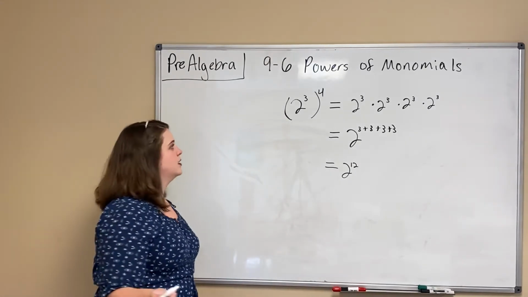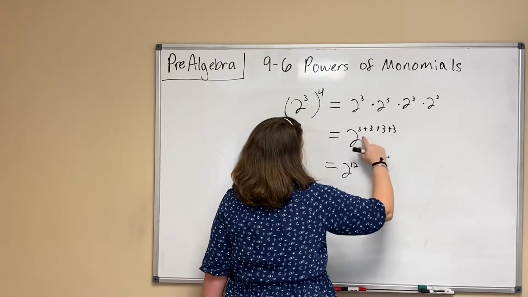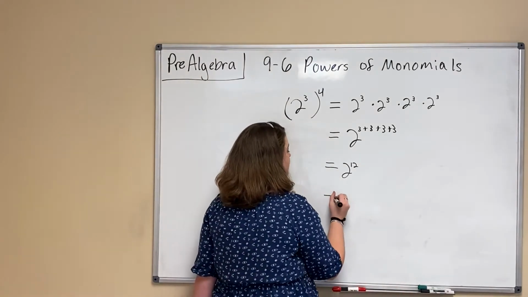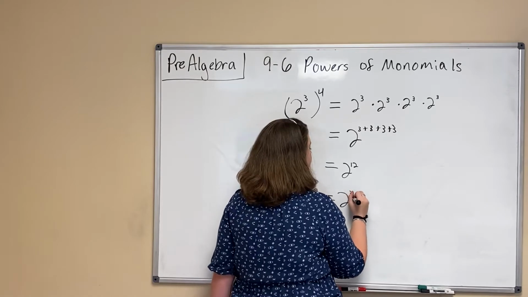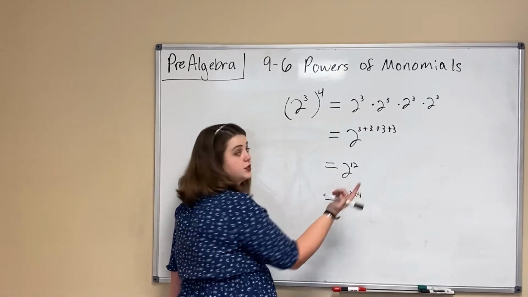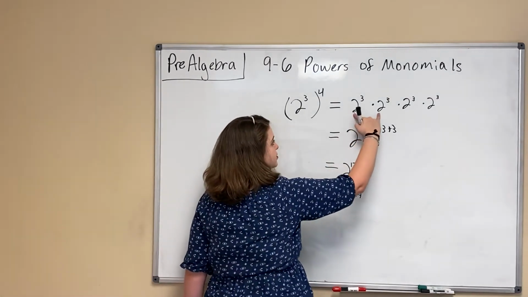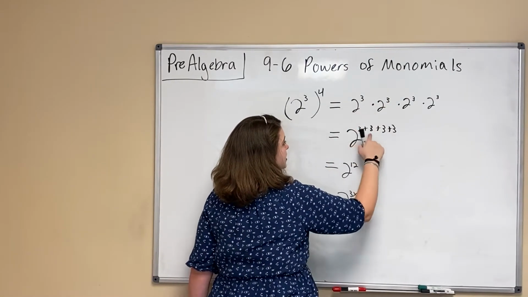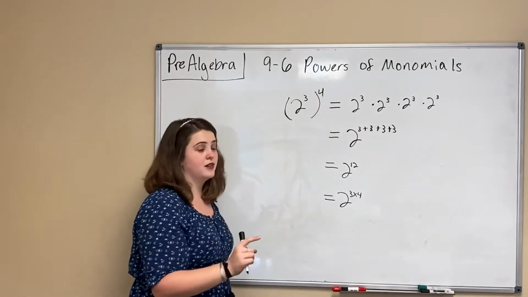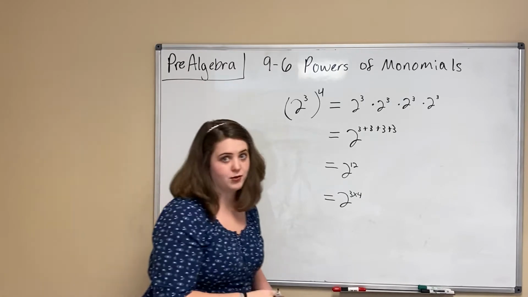Another way I could do that is I'm doing 2 to the third 4 times. So I'm adding 3 4 times. So that's basically the same as saying 2 to the 3 times 4. And 3 times 4 is 12. So whereas when I'm multiplying powers with the same base, I add the exponents, if I'm taking a power and I'm raising it to another power, then I multiply the exponents. Let's look at a couple examples.